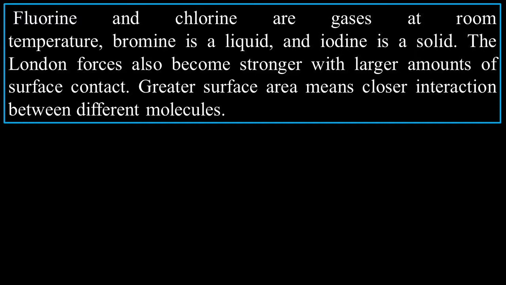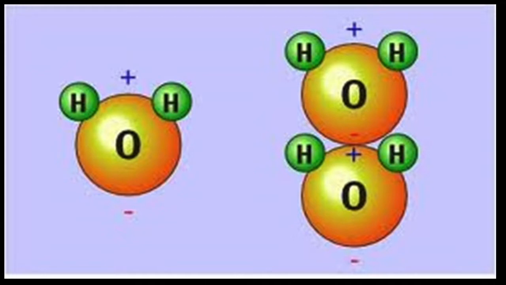Bromine is a liquid and iodine a solid. The London forces also become stronger with larger amounts of surface contact. Greater surface area means closer interaction between different molecules. So the London forces are going to be responsible for, in the halogens, bromine a liquid at room temperature and iodine a solid at room temperature.